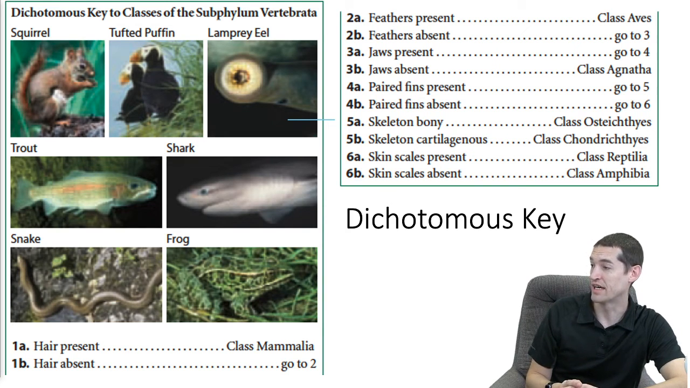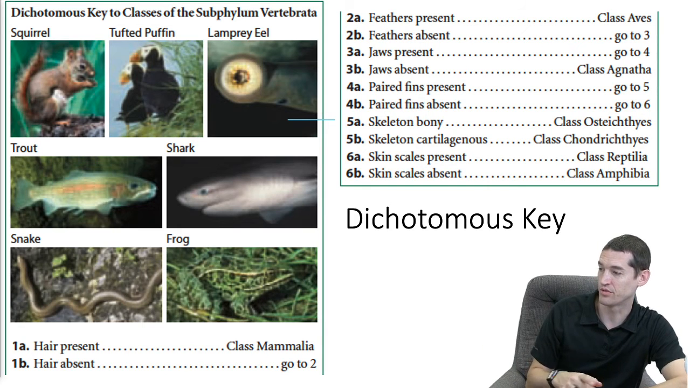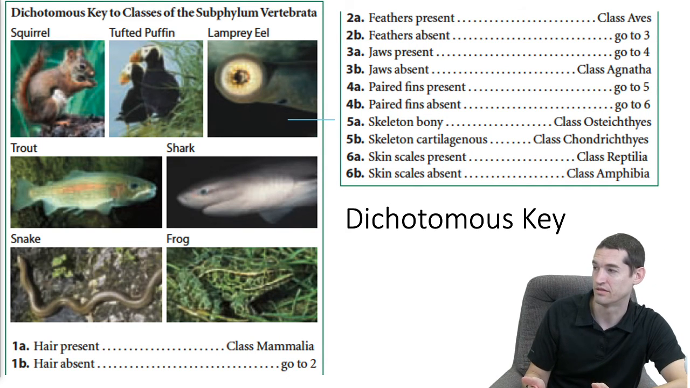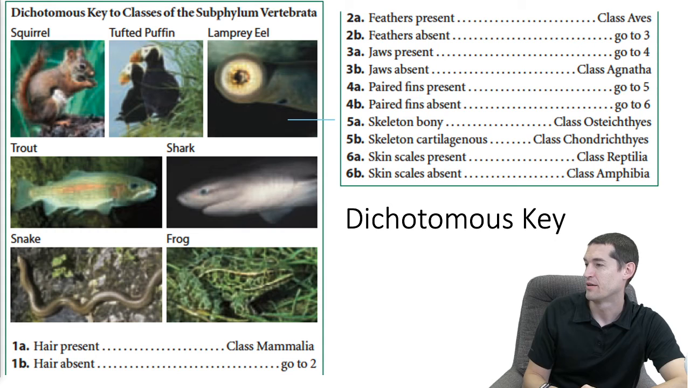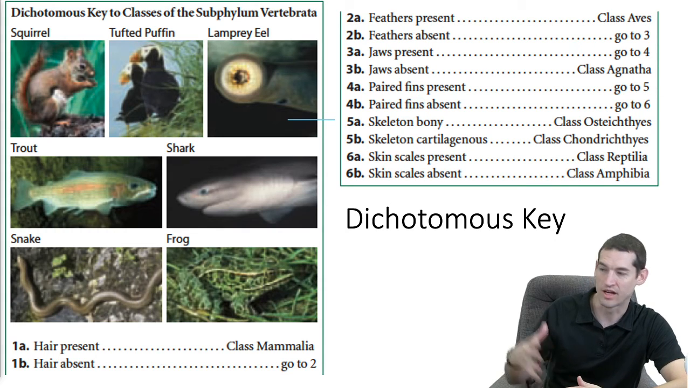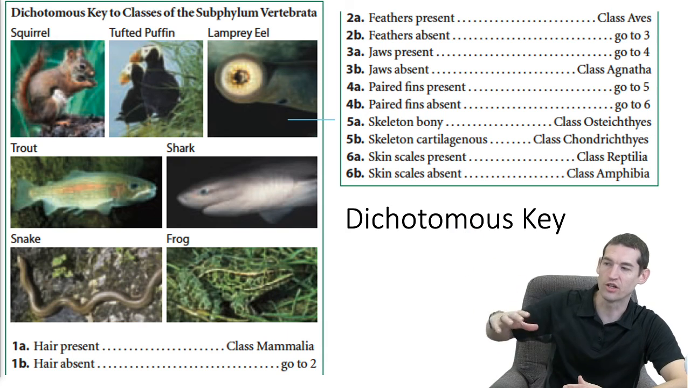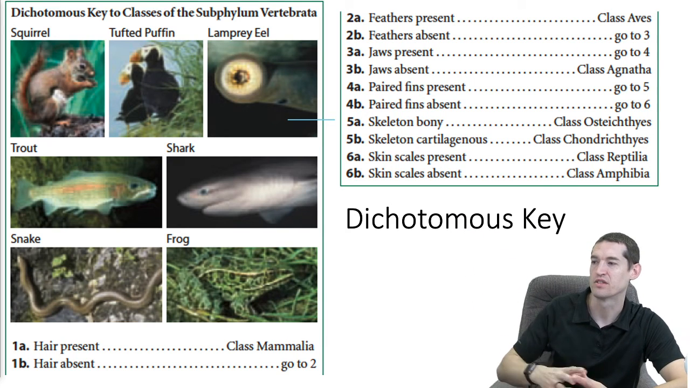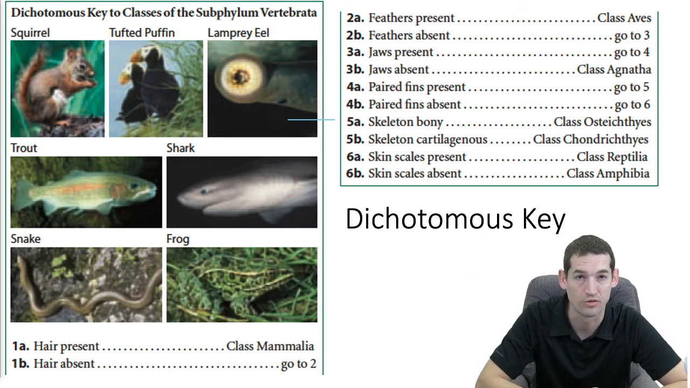If you were looking at a trout, for example, you'd say hair is absent. So I would go to step 2. Step 2 says, are feathers present or absent? I would say they're absent. So I would go to 3. Jaws present or jaws absent? Here you would say, yeah, it's whatever. And you get the idea. You're following through these steps till you end up in one of these groups.